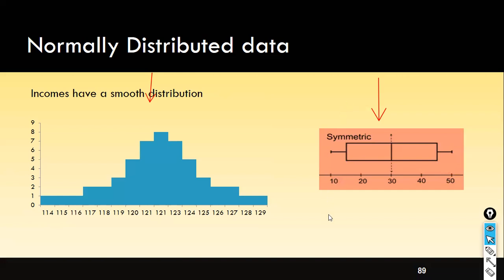See, this is your lower quartile. This is your upper quartile. This is your median. This is your minimum, and this is your maximum. In this case, 50 is the maximum and 10 is the minimum. The median is 30. The lower quartile is almost 15, and here it is 45. Upper quartile, correct.